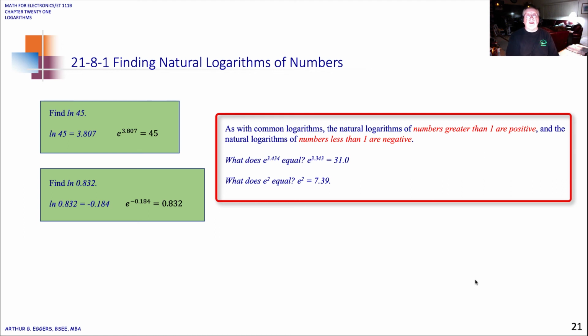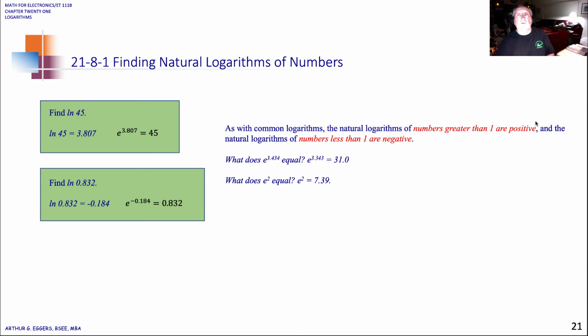We can use e as a number. I mean, it is a number. We've already shown that it's a number. But e to the 3.434 then is equal to 31. Again, you run it through your calculator. We can also square e. e squared is equal to 7.39. So logarithms. We're going to come back to those later when we start doing some of our graphing functions where logs are very important. Primarily frequency response and with power as well.